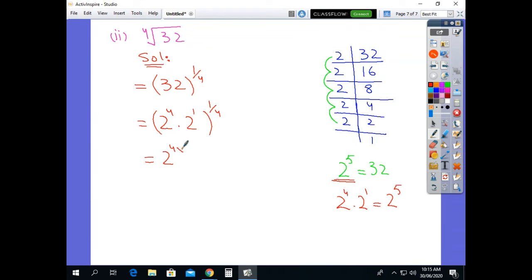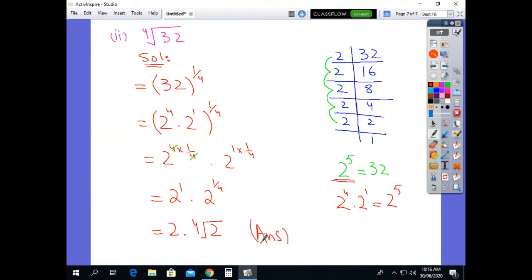Now we separate out this exponent with both of the numbers. That is, 1 by 4 is applied to 2 raised to power 4, and 1 by 4 is applied to 2 raised to power 1. After cancellation, we see here it becomes 2 raised to power 1 and 2 raised to power 1 by 4. Now, after more simplification, it becomes 2 times the fourth root of 2 in radical form, which is our required answer. Now we move on to the next part.